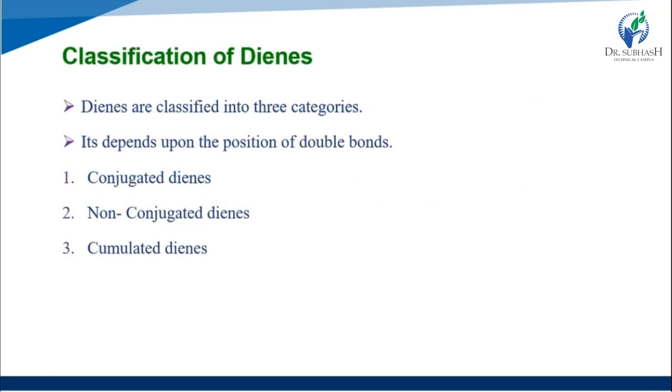Now we study the classification of the dienes. Dienes are generally classified into three categories, depending on the double bonds. First, conjugated dienes. Second, non-conjugated dienes. Third, cumulated dienes.